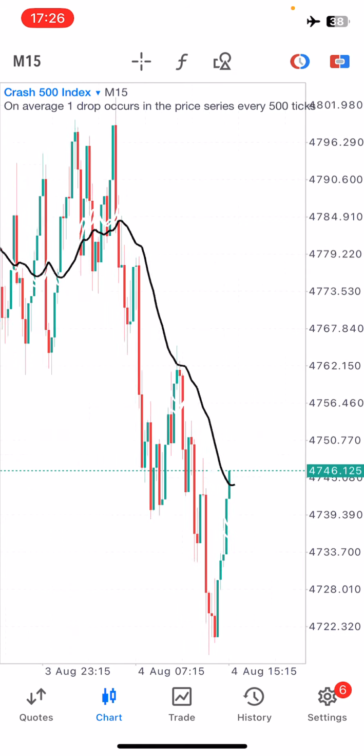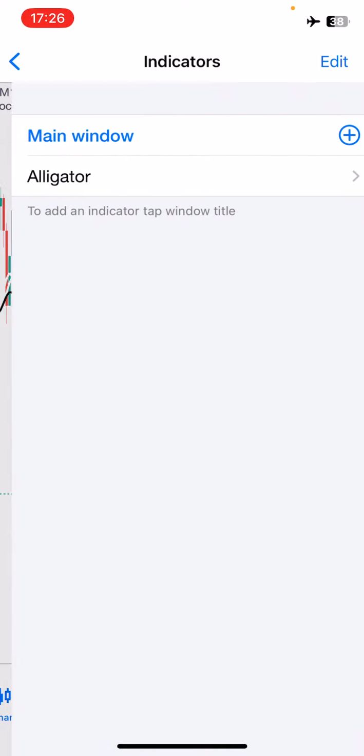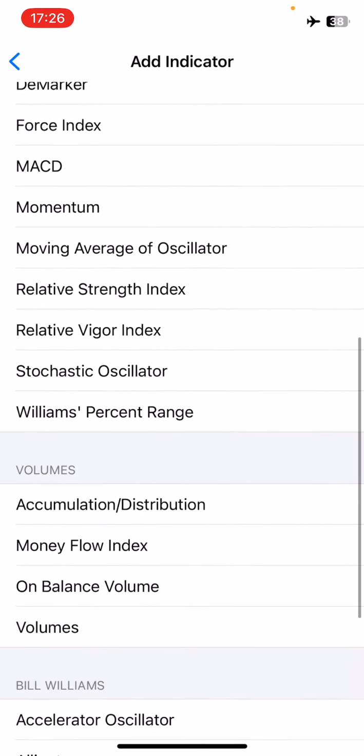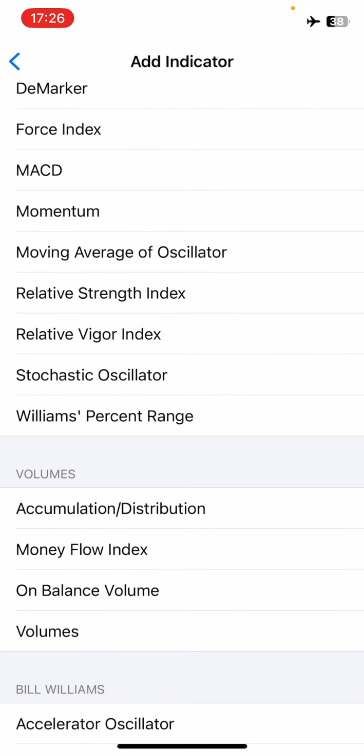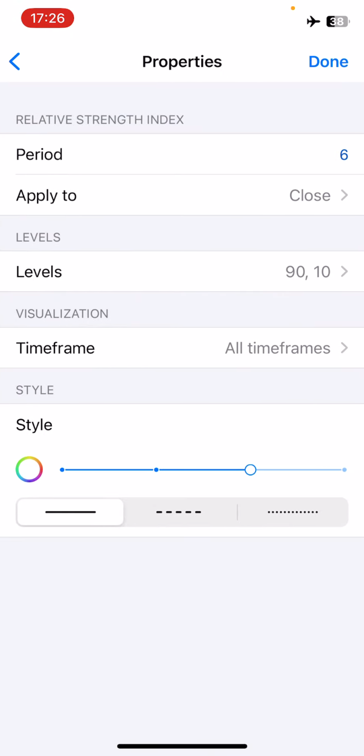Okay, the next set of indicators that we need are going to form what is called our indicator window 1. So I'm going to go back again to my indicators, click on main window. Then the first indicator to form our indicator window 1 is called the relative strength index, or the RSI, as you guys know it already, and it is going to have the following properties.